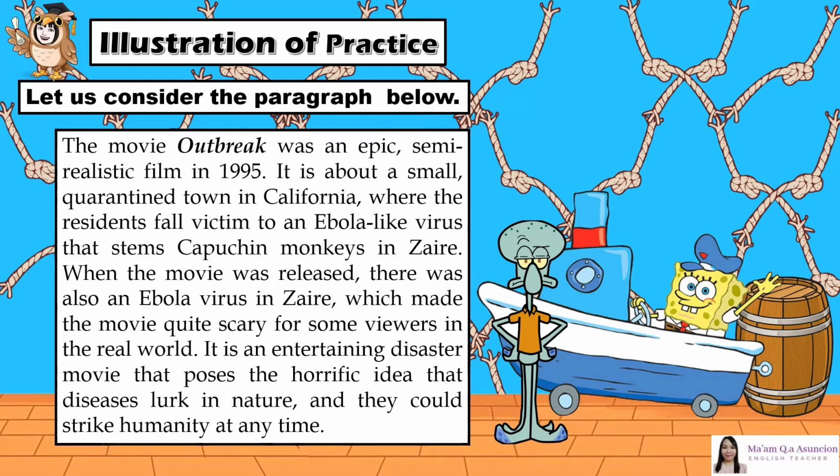First, the subject or the topic, or the one being discussed in the text, is the movie Outbreak. Second, the main idea is presented in the last sentence. It is an entertaining disaster movie that poses the horrible idea that diseases lurk in nature, and they could strike humanity at any time. Notice that the main idea is explicitly stated in the last statement. It tells us the kind of movie Outbreak is and the central idea it conveys. Third, all the other sentences in the paragraph lead you to the stated main idea. They help you grasp the meaning of the material.